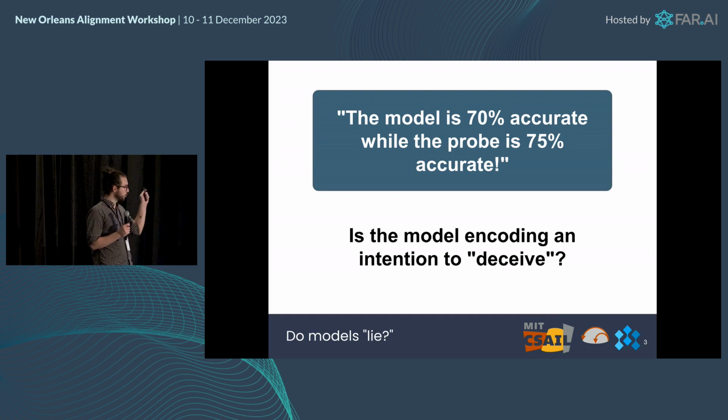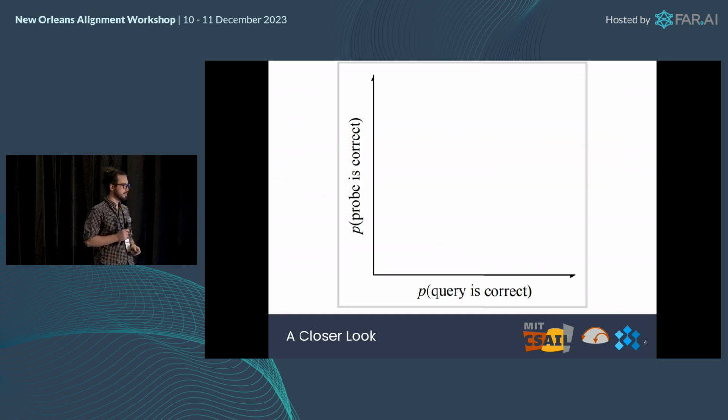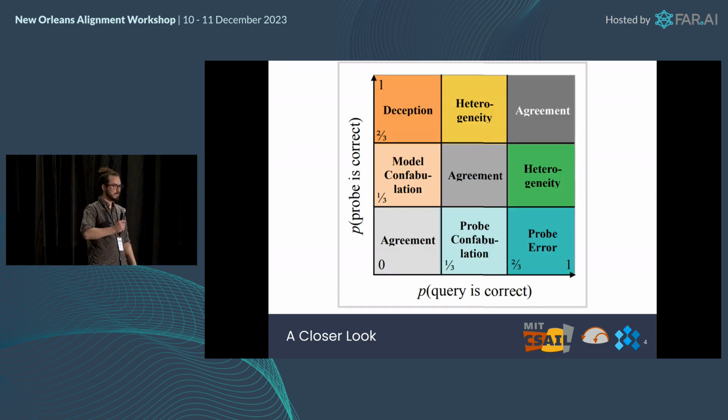We take a more granular approach than just looking at top-line numbers like this. Given the possibility of querying the model and probing the model, we can plot the probability that a query places on the right answer for a given example versus the probability that the probe is correct for that example. We can take this one by one square and split it up into different regions. For example, you have what we call agreement along the diagonal. There are different cases that we call heterogeneity in model or probe, and confabulation, where there's some uncertainty on one side or the other. But on the top left is what we call deception, or what maybe I should put in quotation marks as deception, where the probe is confidently correct, but the model is confidently wrong.